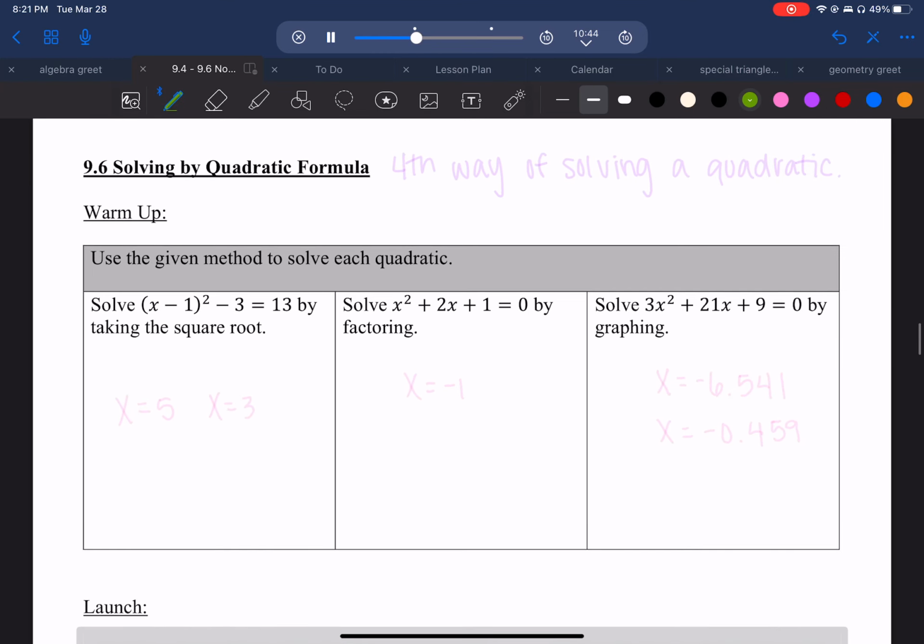Hi guys, so I am doing the solving by the quadratic formula. So this is our fourth way of solving a quadratic.